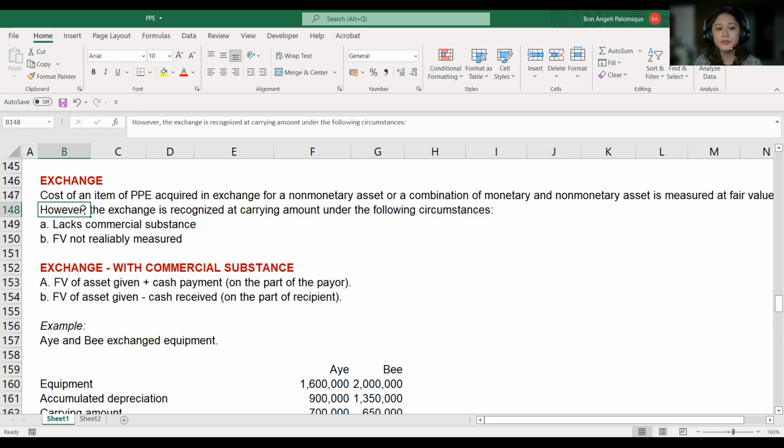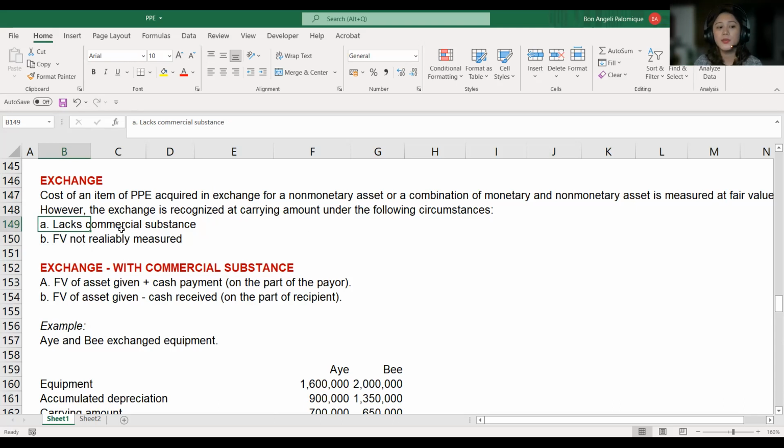So, however, kapag yung exchange is walang commercial substance and yung fair value is not reliably measured, ang gagamitin daw natin is carrying amount. So ano ba yung commercial substance? Commercial substance is kapag merong magbabago sa inflow or outflow nila dahil dun sa pag-exchange ng PPE.